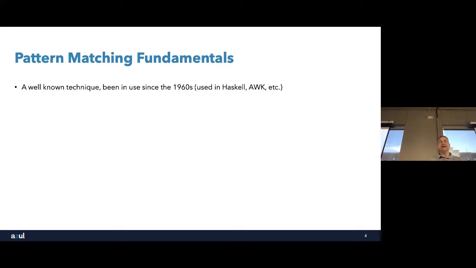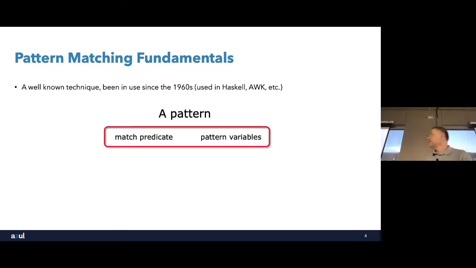What do we mean by a pattern? Well, a pattern consists of 2 things in the sense of a language feature. What we have is the idea of a match predicate. And a match predicate is essentially looking at whether we can match on a particular pattern for a given target. So it's predicate, meaning it equates to a Boolean result. It's either true or it's false. We either match against the pattern or we don't.